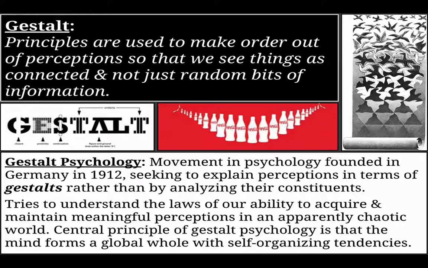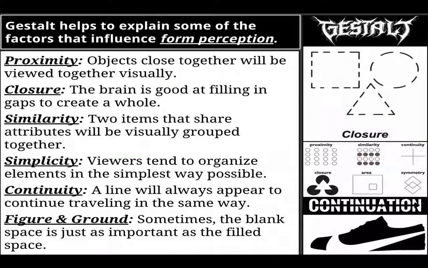Gestalt principles are used to make order out of perception so that we can see things as connected and not just random bits of information. The world is a whole. So there's a few different examples. Proximity, things that are close together will be viewed together visually. This is on the test.